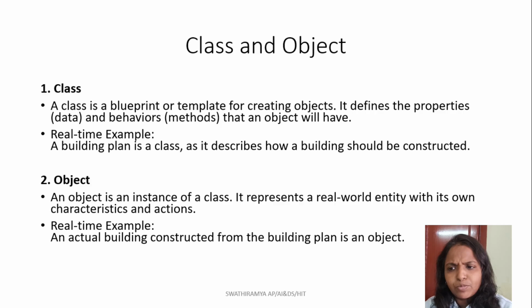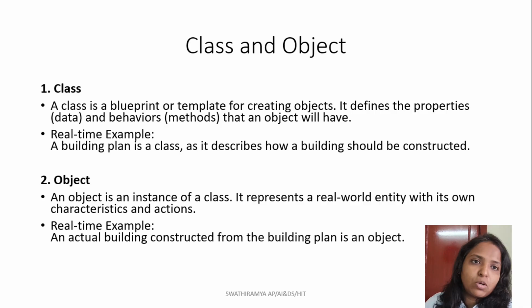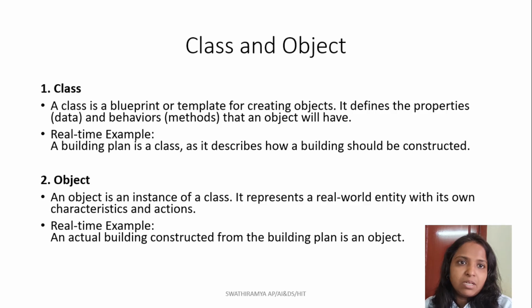And when it comes to the object, it is an instance of a class. It represents the real world entity which owns the characteristics and the behavior which we described in the class. The actual building constructed from the plan we made with the help of the class, that is the object. If you're going to construct a house, the basic design plan will be the class, and the actual house will be the object. This is the basics of class and object.